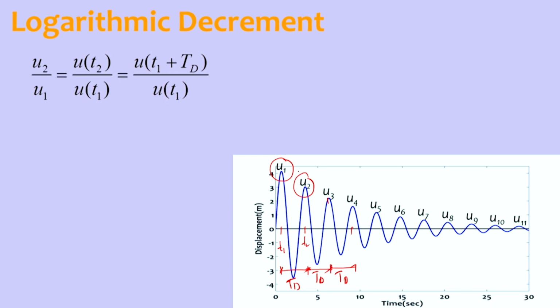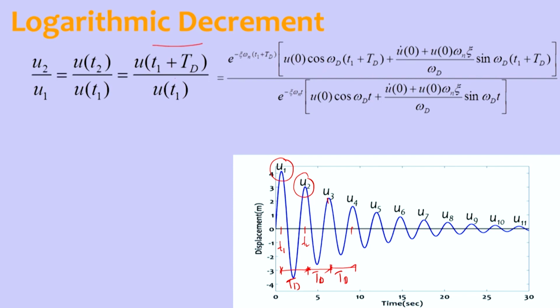Now if we take the ratio of amplitudes, u2 by u1, that is the amplitude occurring at time t2 divided by the amplitude occurring at time t1. We can write t2 as t1 plus td, and the denominator is u at t1. If we write the u(t) expression, and in place of t2 we write t1 plus td, we can clearly see that the values of the bracket terms in the numerator and denominator are the same. So we are left with only the exponential terms outside the brackets. These two things will remain.